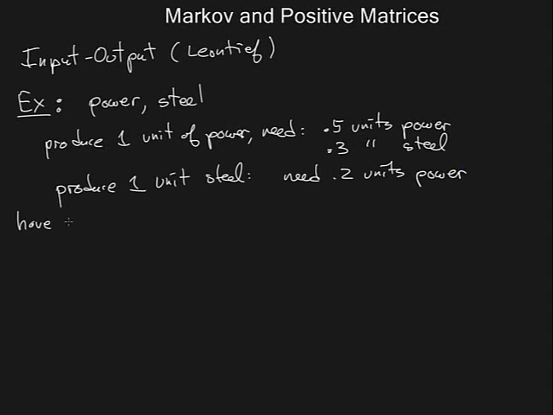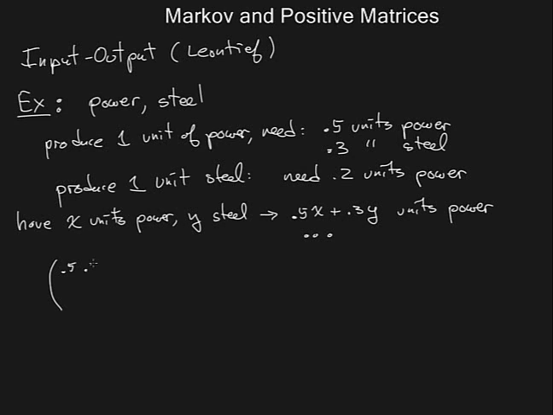Okay, so what that means is, suppose I have x units of power and y units of steel. Well, in producing that, we're going to use up 0.5x plus 0.3y units of power, and similarly for the steel. So let's put this in a matrix: 0.5, 0.3, 0.2, 0, like this. What this equation says is if we're producing x units of power and y units of steel, we're going to consume 0.5x plus 0.3y units of power and 0.2x units of steel.